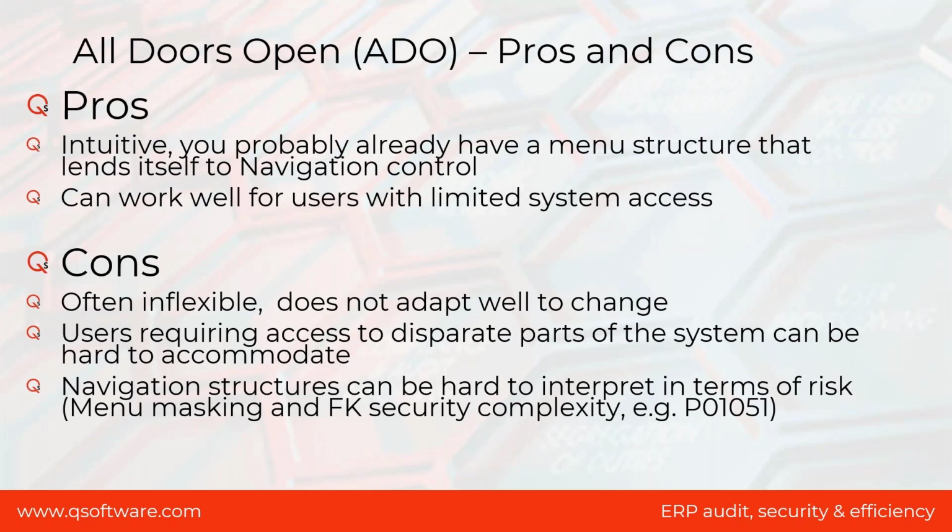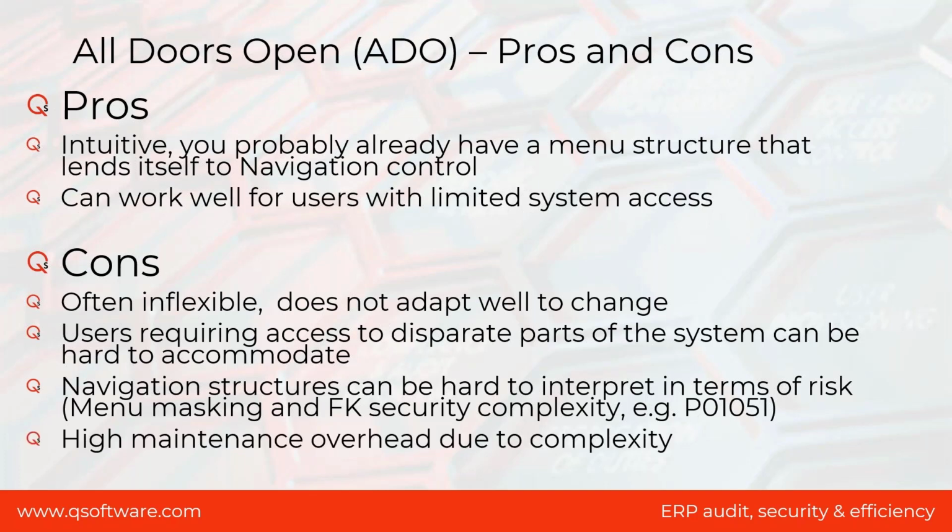And also these navigable structures can be hard to interpret. As we saw with the function keys there, you've got a high degree of connectivity. So you think, I'll make one small exception, and the implications of that from a compliance perspective and compliance reporting perspective can be profound and make your job a lot harder. And therefore, associated with all that, you're going to end up with a high maintenance overhead going down the road.